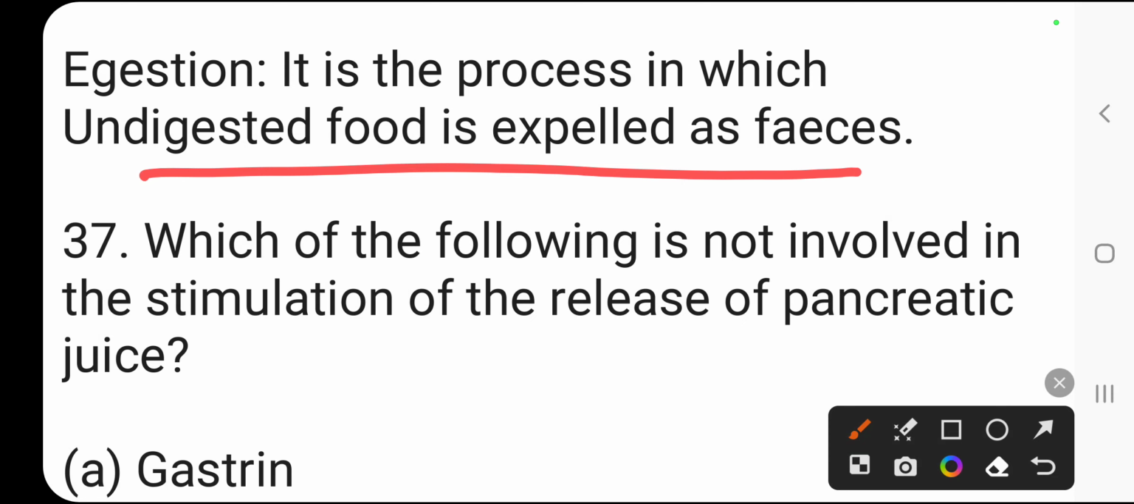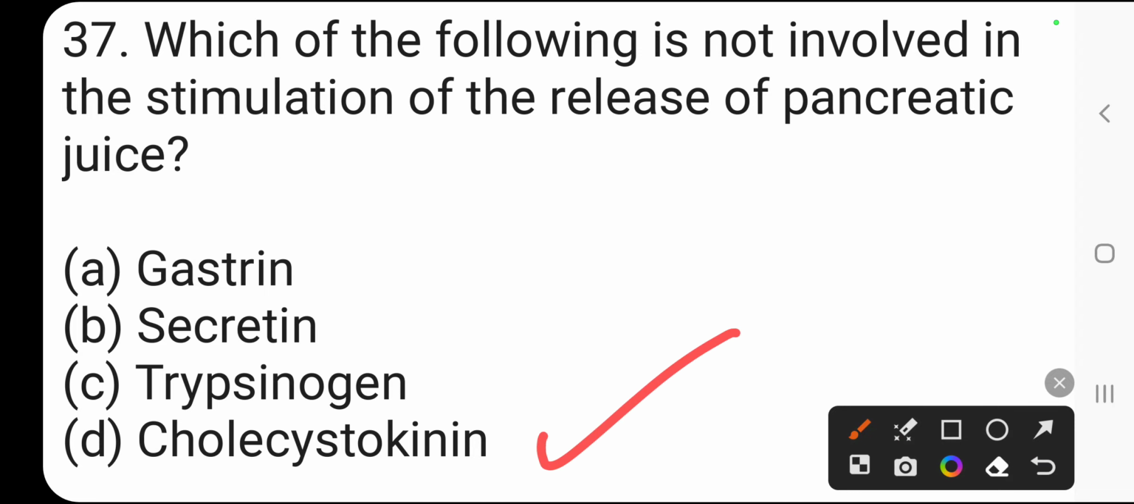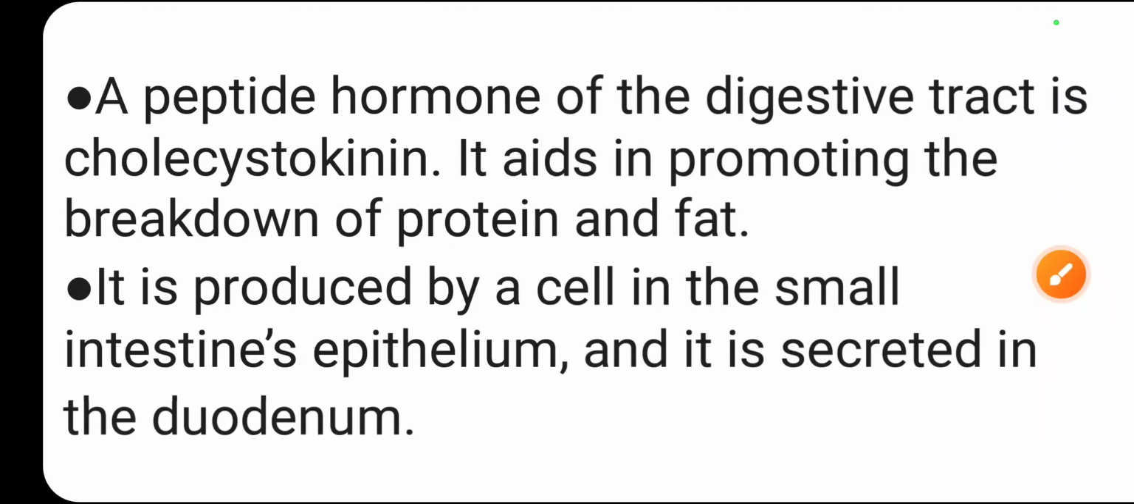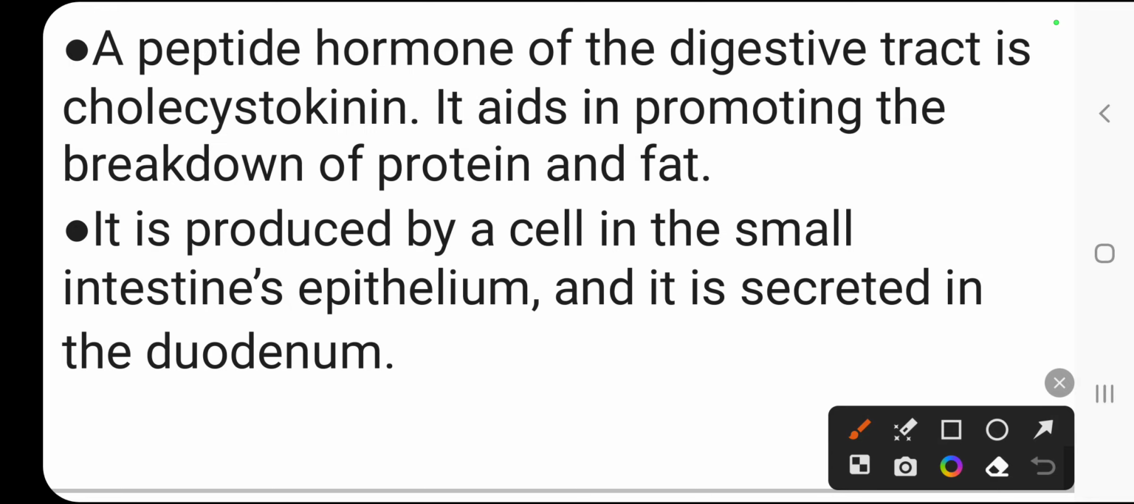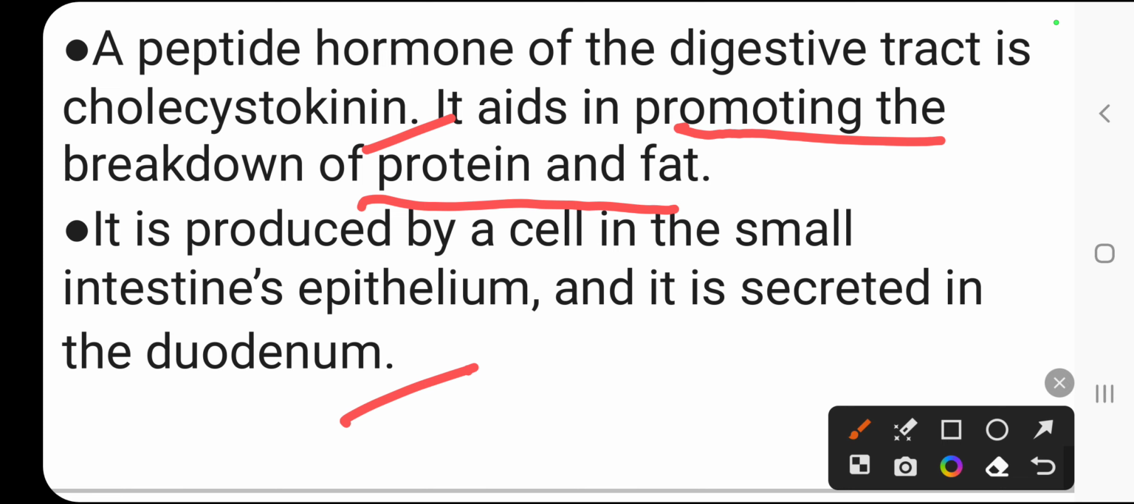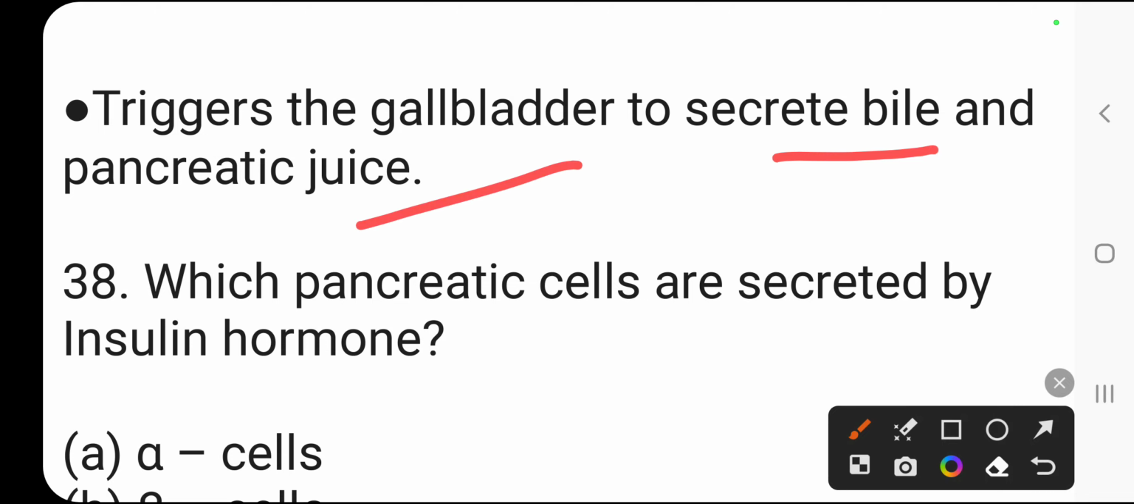Next question. Which of the following is not involved in the stimulation of the release of pancreatic juice? So the correct answer for this will be D, cholecystokinin. Next, there are notes here. A peptide hormone of the digestive tract is cholecystokinin. It helps in the promotion of the breakdown of proteins and fats, and it is produced by a cell in the small intestine's epithelium and is secreted in the duodenum. It triggers the gallbladder to secrete bile and pancreatic juice.